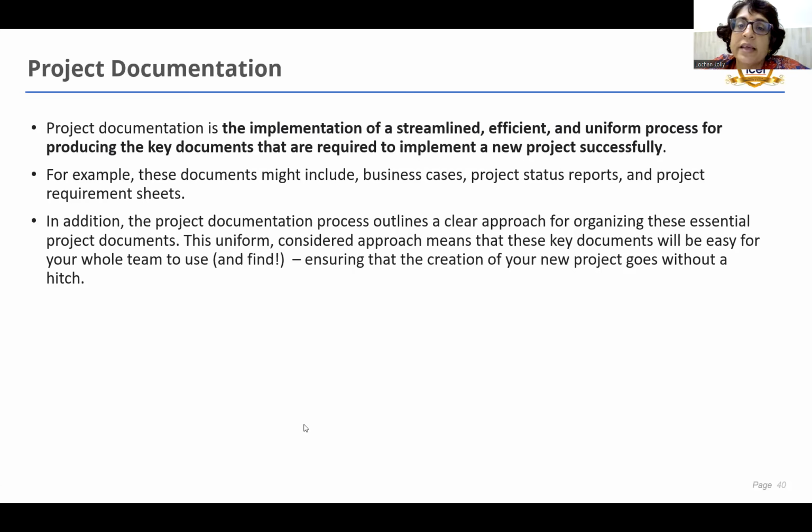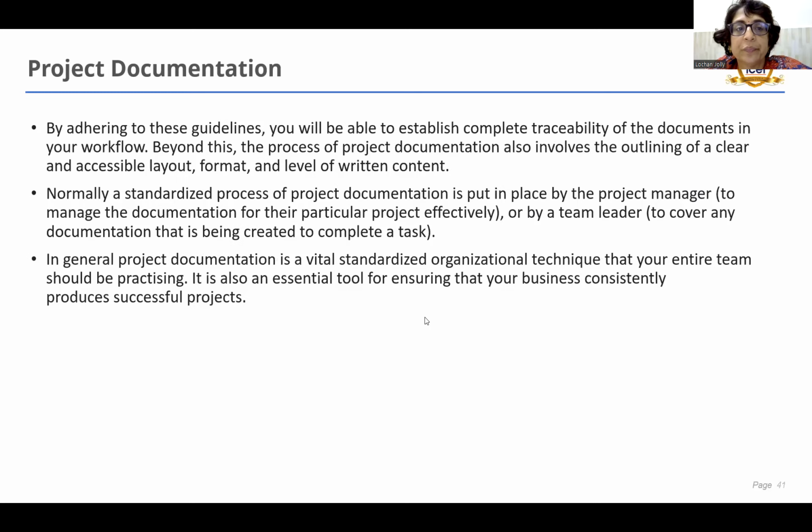Might include business cases, project status reports, project requirement sheets. In addition, the project document process outlines a clear approach for organizing these essential project documents. This uniform, considered approach means that these key documents will be easy for the whole team to use, ensuring that creation of a new project goes on without a hitch.